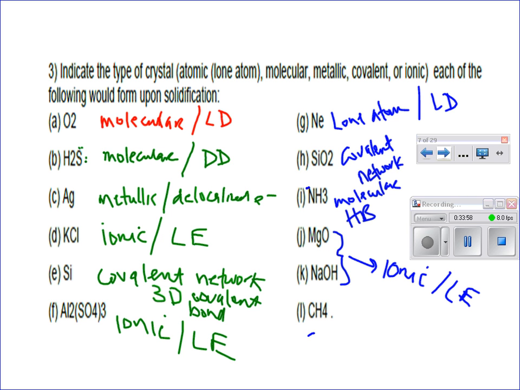And the last one is methane. No. Covalent network is just for carbon by itself. Okay, we know methane is a gas, right? So how could it be a covalent network? Those are supposed to be strong and hard solids. It's not that. Carbon alone is the only time you're going to make that network. Molecular, and polar or nonpolar? Nonpolar, so it's London dispersion. Good job. That is all for today.